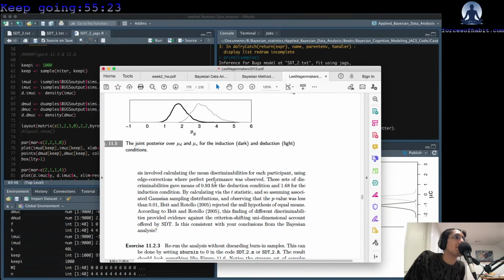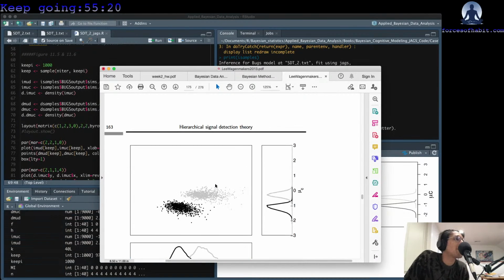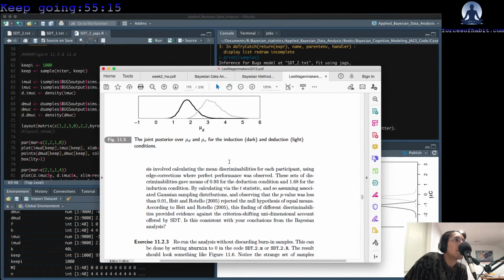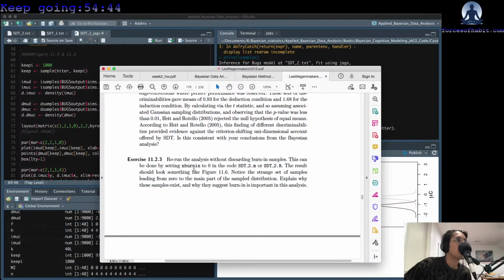But they did these weird removal of trials, right? Calculating discriminability for each using edge corrections. Okay, so like probe it or something, like inflated. Well, I didn't have to use edge corrections. I just used the data. Your edge corrections must have done something to the results. Okay, rerun the analysis without.